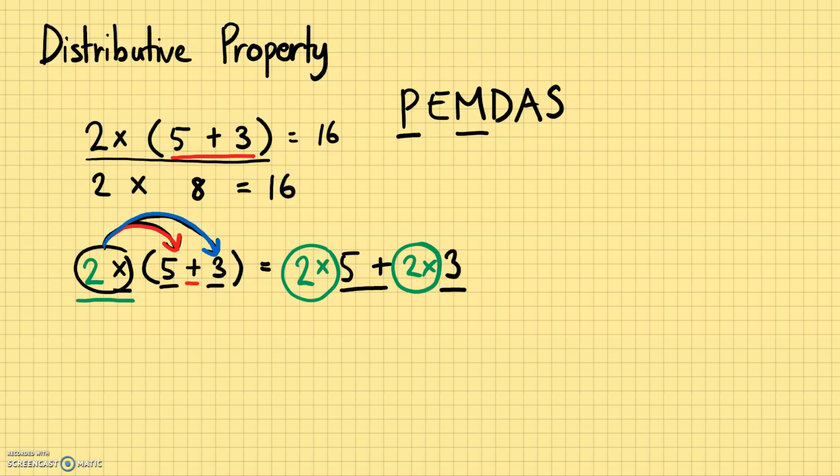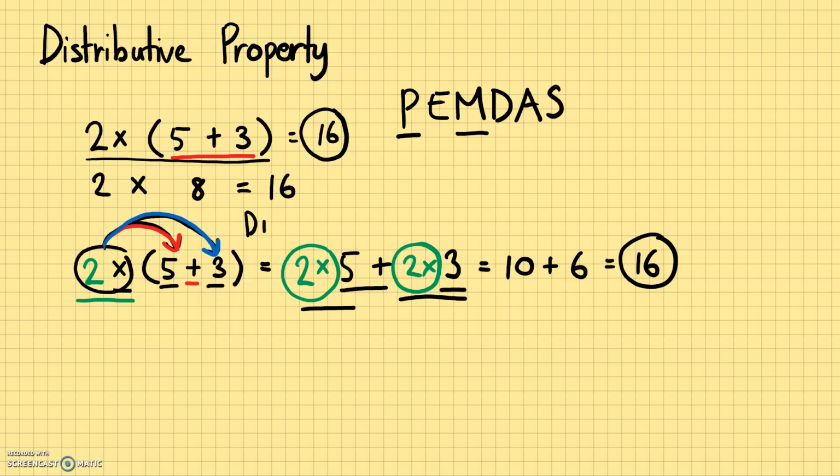And if you do this, what is 2 times 5? That's 10. Plus, that's 2 times 3 is going to be 6. And you'll notice that you'll get the same answer as you did before. So this is another way of solving this kind of problem. And this is called the distributive property, because you are distributing the 2 to both the 5 and the 3.